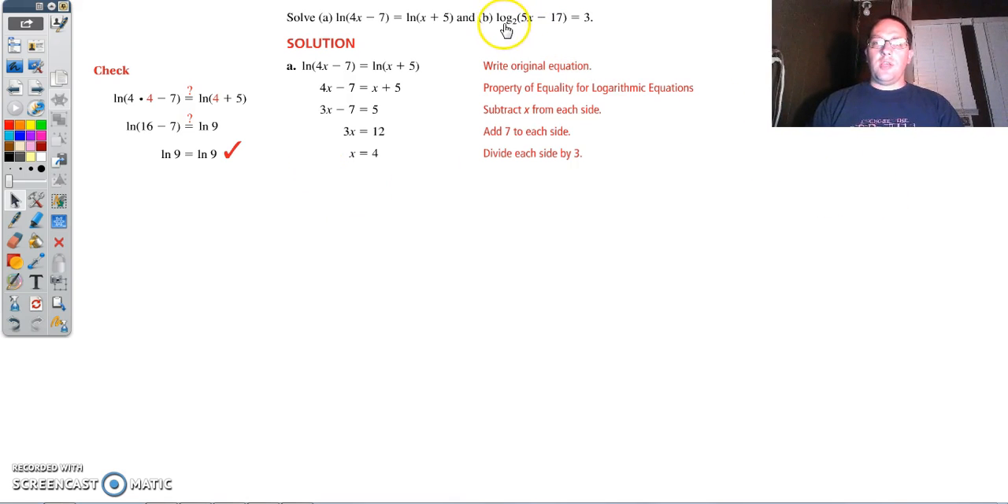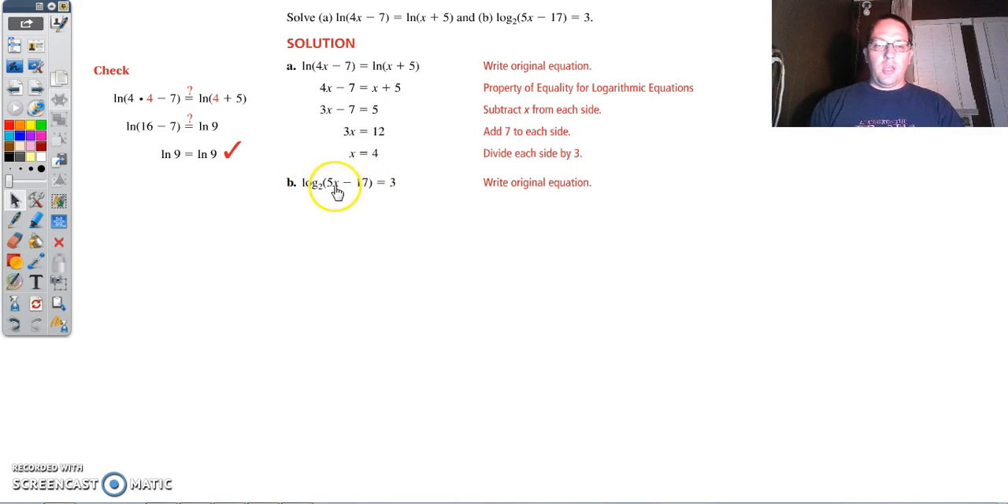Now let's take a look at problem B. Log base 2 of 5x minus 17 equals 3. All right, so let's write down our problem. Now this one we don't have logarithms on both sides of the equation, so they're not going to have the same base, so we're not going to be setting arguments equal to each other. Instead, what we're going to need to do here is work this out, get rid of this log base 2.